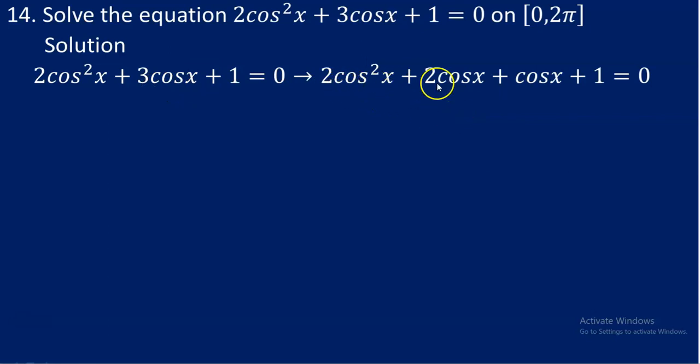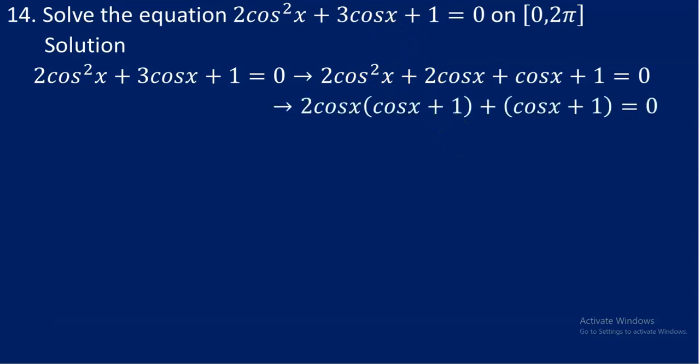Now if you observe the first two terms, these two terms possess cos x as a common term, so 2 cos x as a common one. As we divide 2 cos squared x by 2 cos x, cos x remains. 2 cos x divided by 2 cos x is 1, so cos x plus 1 comes. Here also we have cos x plus 1. Look, cos x plus 1 is repeated twice, so we can take cos x plus 1 as common. And cos x plus 1 times 2 cos x plus 1 equals 0 comes.